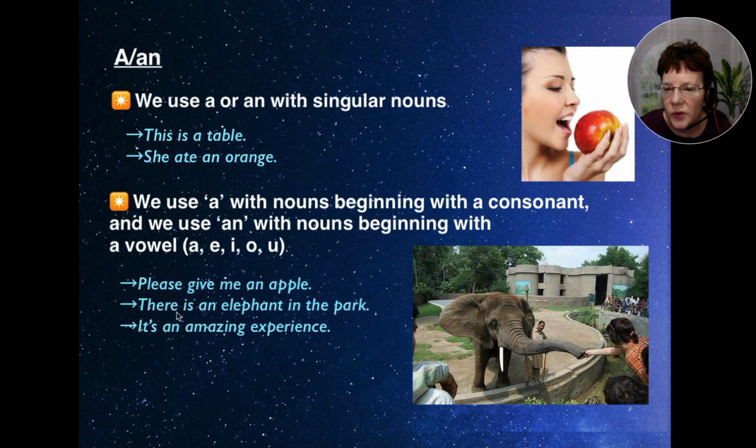So, a few more examples here. Please give me an apple, or there is an elephant in the park. It's an amazing experience. So whether the adjective or noun begins with a vowel, you go by the word after the article. Amazing starts with a vowel, so we want to say an.